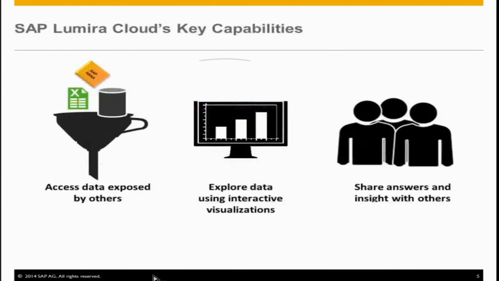The key capabilities of Lumira Cloud are, obviously, access to data exposed by others. That can be either data that's coming from the desktop or data that's uploaded directly to Lumira Cloud. You have the ability to explore the data using interactive visualization. And then one of the other key capabilities is to actually be able to share the answers that you found with others and drive adoption of that knowledge further.